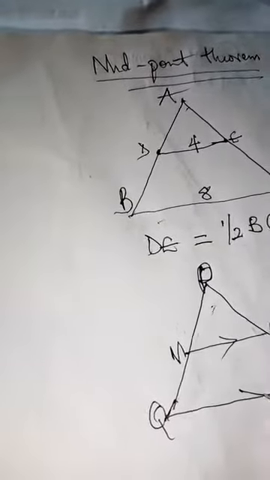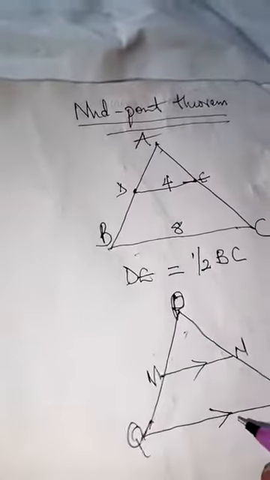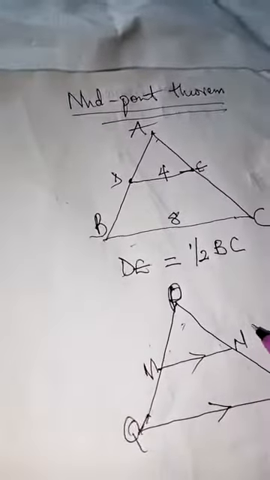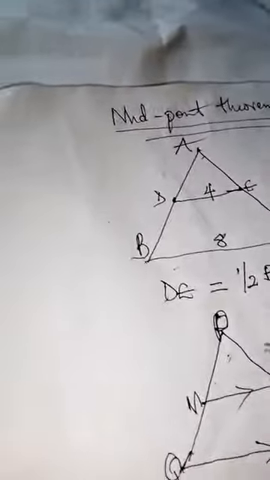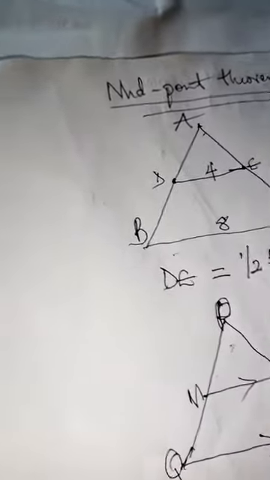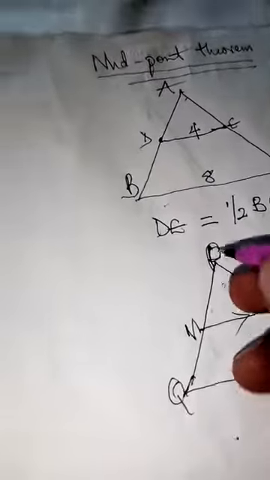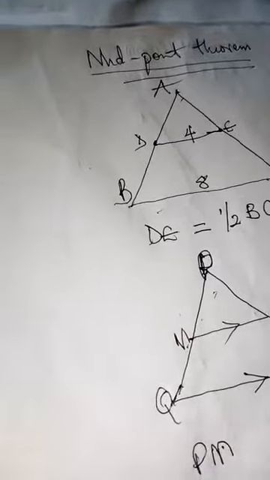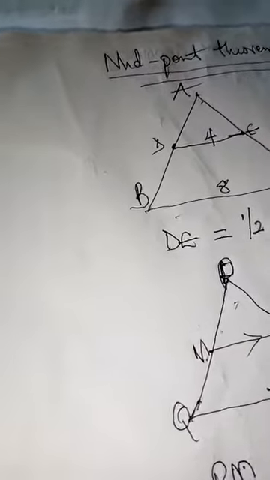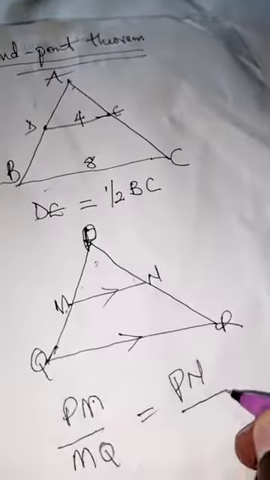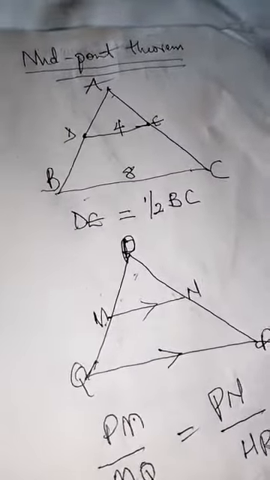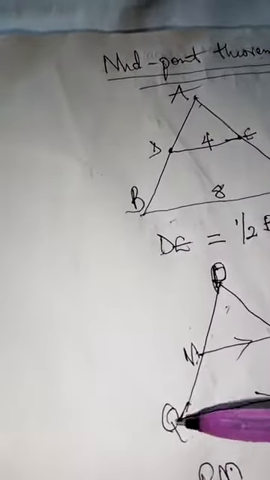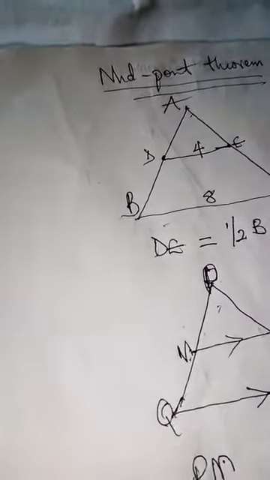If it's parallel to this, the theorem is telling us that a line drawn parallel to one side of a triangle divides the other sides in equal ratio. It's telling me that PM over MQ will be equal to PN over NR. PM over MQ is equal to PN over NR.